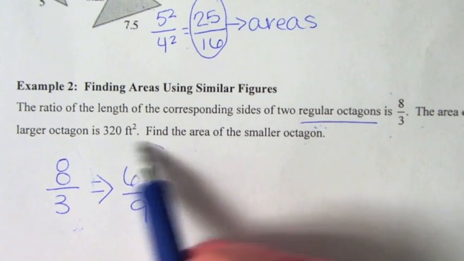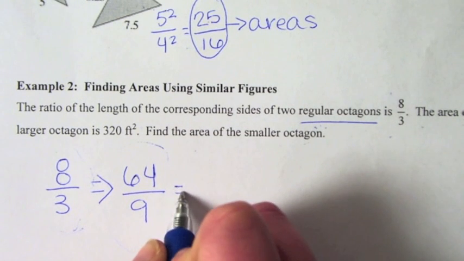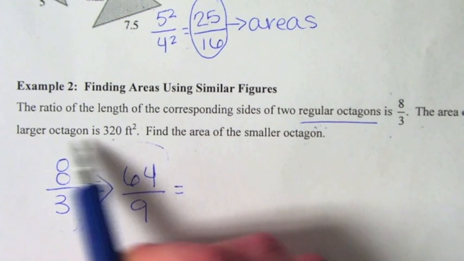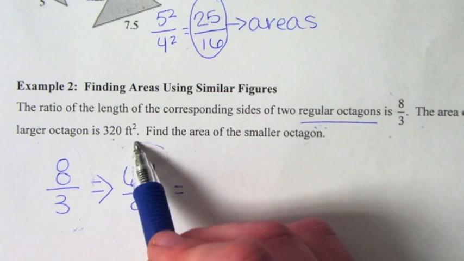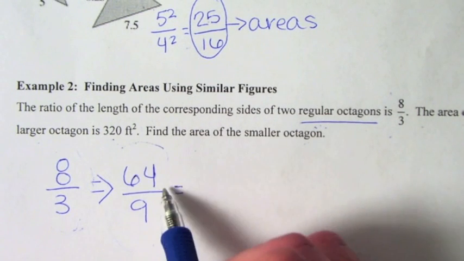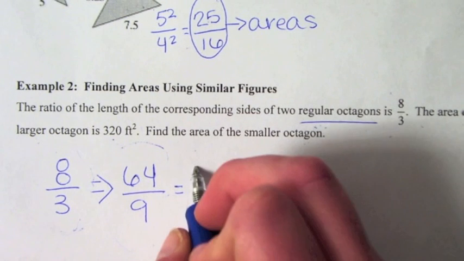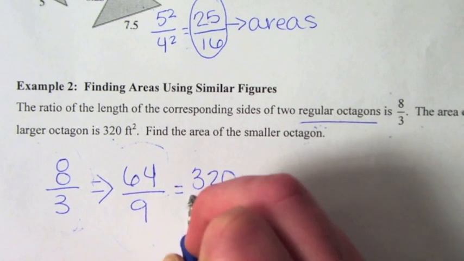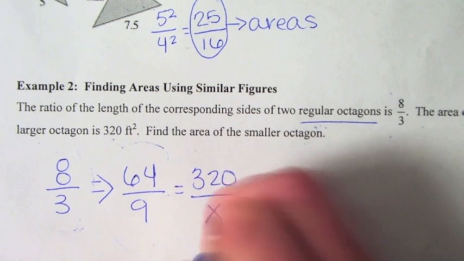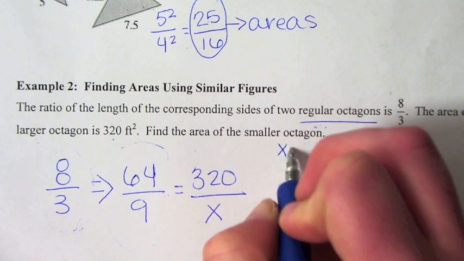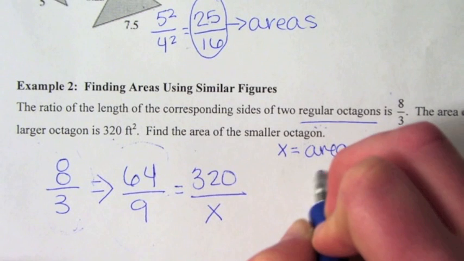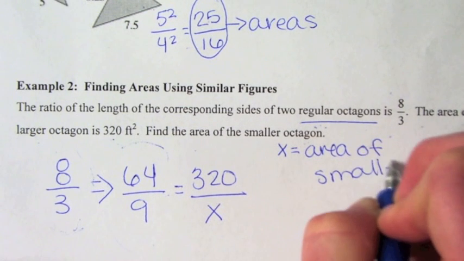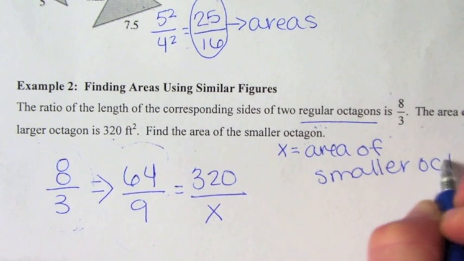Okay, so that's what we're going to use to set equal to, because the area of the larger one is on top, or is 320 square feet. The larger one is in the numerator, so we're going to put that area in the numerator, and we're going to put it over x. We're going to say that x is equal to the area of the smaller octagon.